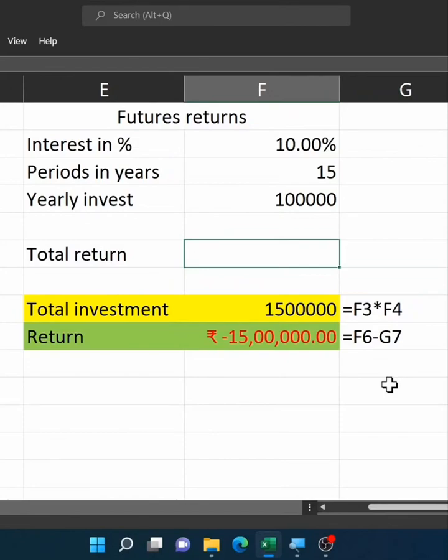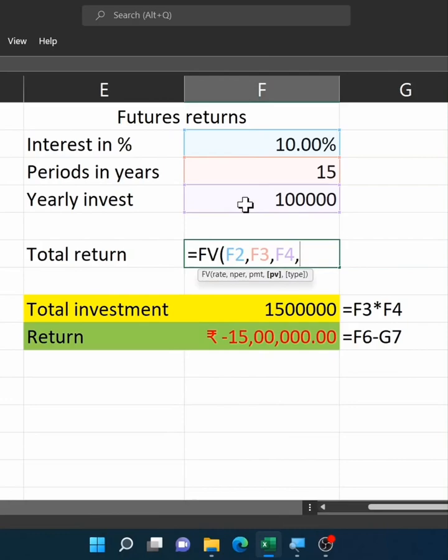In Microsoft Excel, we can calculate the future returns. Enter equal to, enter function FV, press tab key. Now select the rate of interest, enter comma, select the number of periods, enter comma. Now select the PMT. PMT is the payment made each period, enter comma.